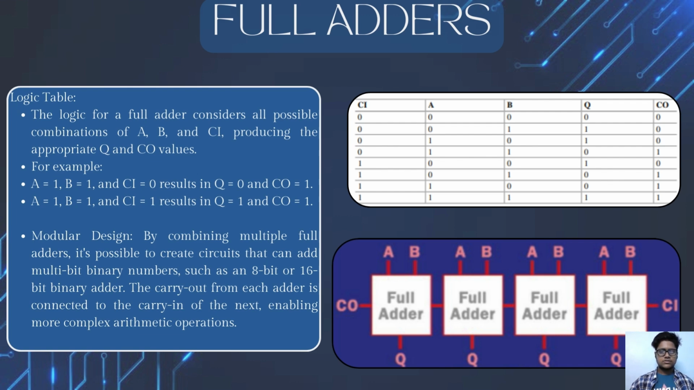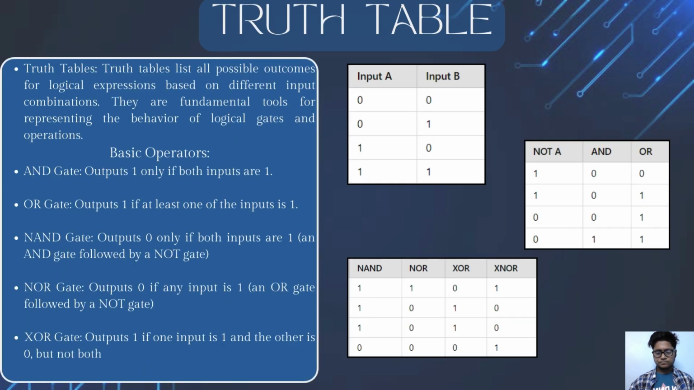I hope you all have understood simple adders and full adders until now. Now, let's move on to the next topic, that is the truth table. A truth table is a way to represent all possible outcomes of a Boolean expression or Boolean logic gate. For example, in an AND gate, the truth table shows that the output is true only when both inputs are true. Truth tables are incredibly useful for understanding and visualizing how Boolean logic behaves under different conditions, simplifying the design of complex circuits.